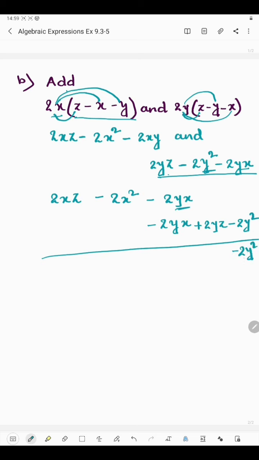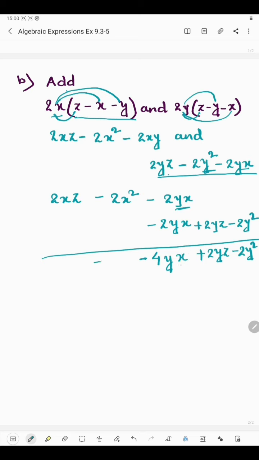Okay, it will come down. Then 2yz also will remain same. Now here we have minus 2 minus 2. So minus 2 minus 2 will be minus minus plus. So 2 plus 2 will be 4. And since both the terms have negative sign, it will be minus and the variable part will remain same. So it will be minus 4yx.